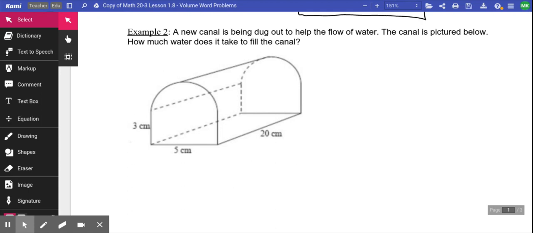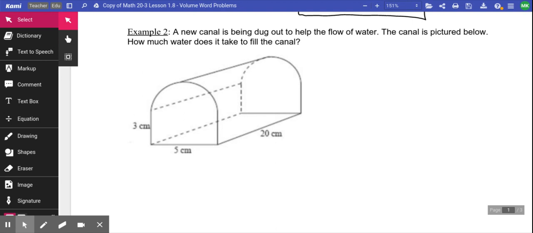So this one says a new canal is being dug out to help the flow of water. The canal is pictured below. How much water does it take to fill the canal? If you look at this thing, I have no idea what shape that is. And whenever you get something that's a weird shape like that, you've got to draw your own imaginary lines somewhere.